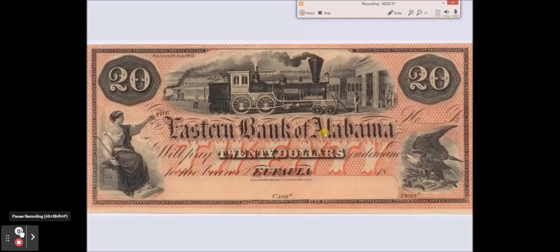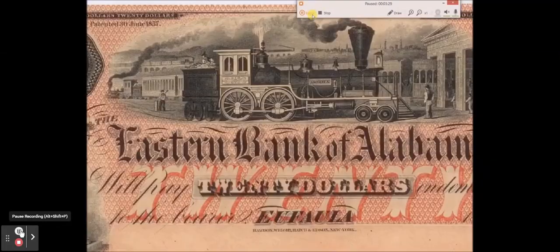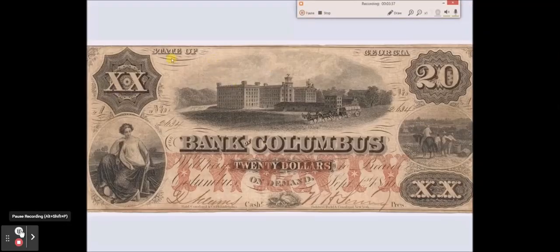This is from 1857, Eastern Bank of Alabama. Rawdon, Wright, Hatch, and Edson in New York, which is the American Banknote Company, printed this. Again, you've got this aqueduct type of bridge with a train going over top. This is in the state of Georgia, Bank of Columbus. Baldwin, Bald, Cousland, New York, and I guess Philadelphia.